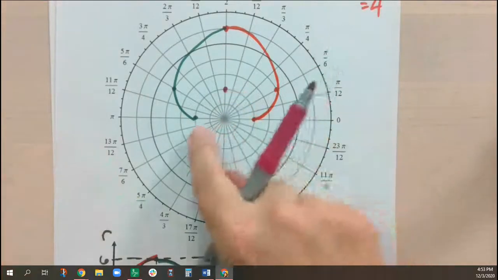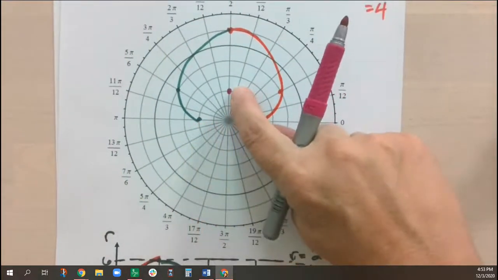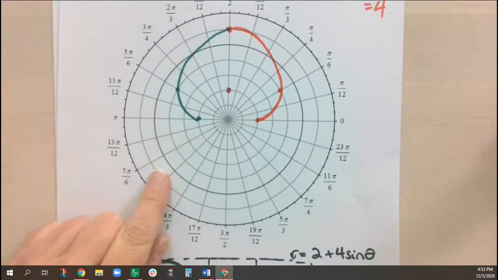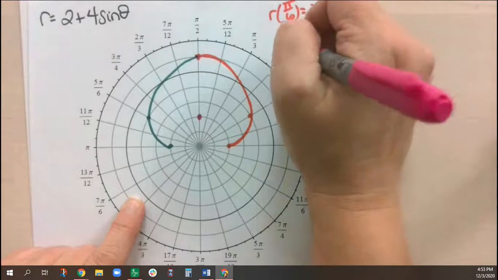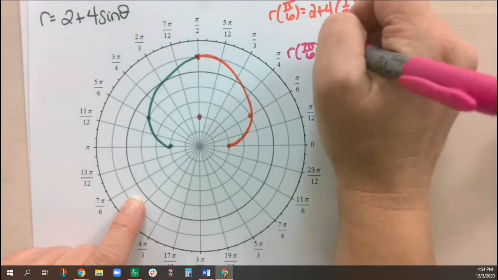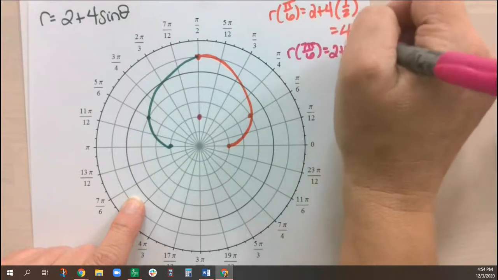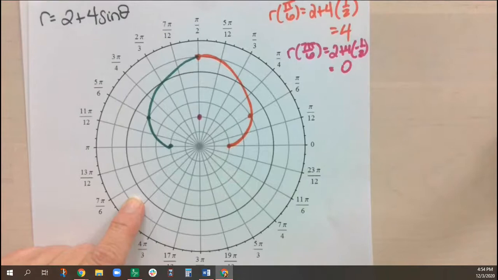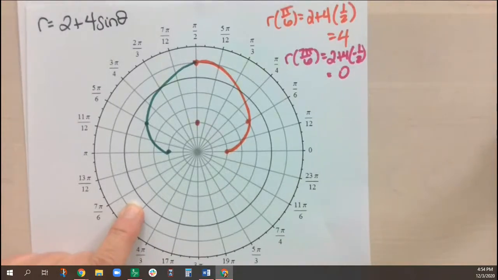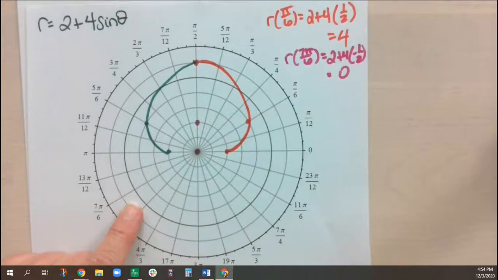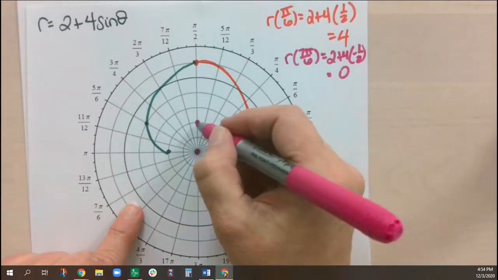So how do I get from this point to this point? If I get that helpful point at 7 pi over 6, r of 7 pi over 6 is going to equal 2 plus 4 times -1/2. That equals 0. So we're going to go through the pole to get to this point.